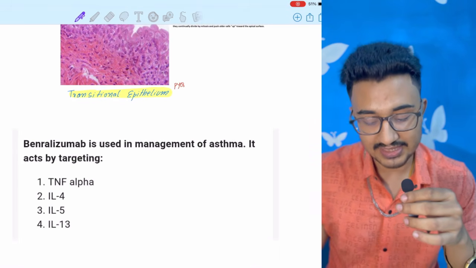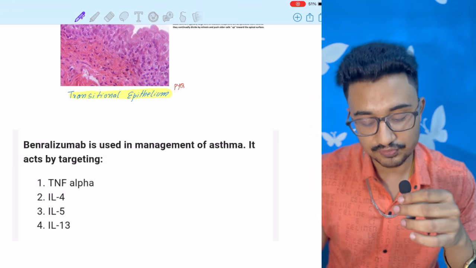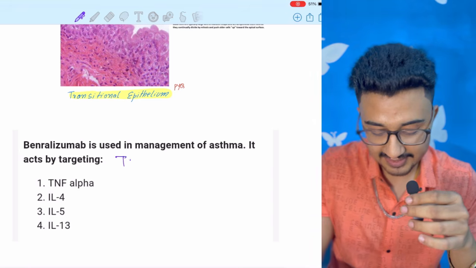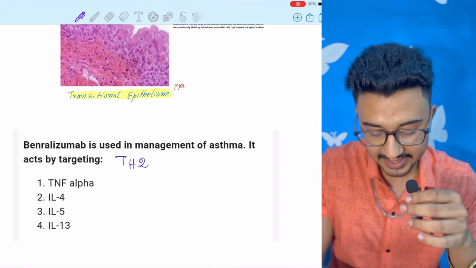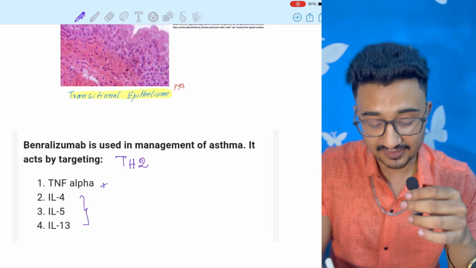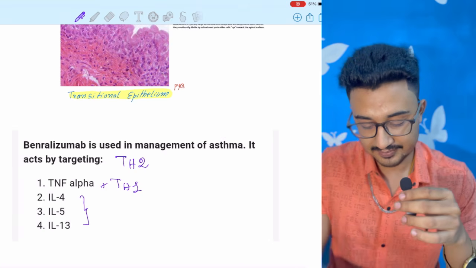Benralizumab is used in the management of asthma. It works by targeting which interleukin? Now, I don't have exact knowledge. Asthma is Th2 mediated. So, among these options, it is not TNF alpha, because that is Th1 mediated, T helper 1.